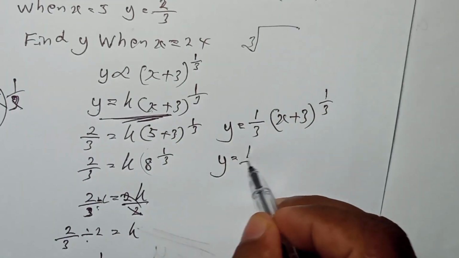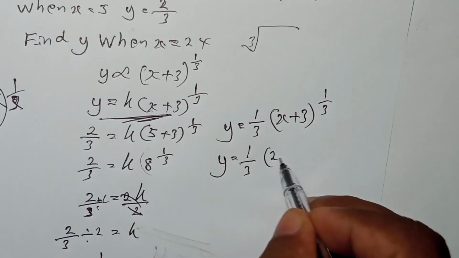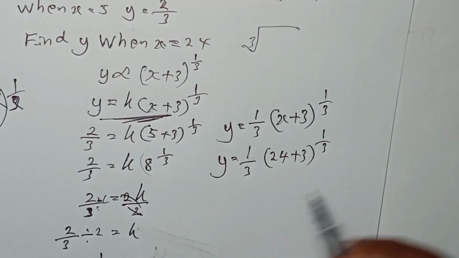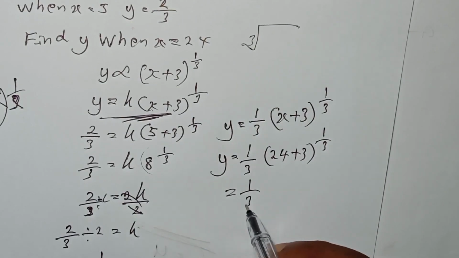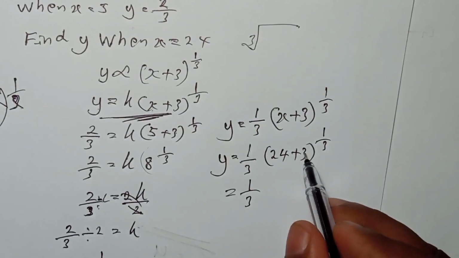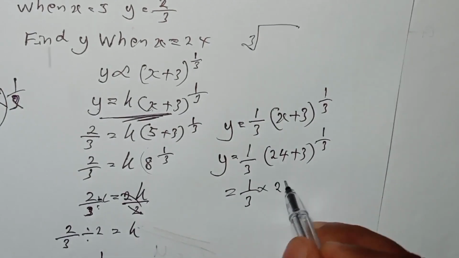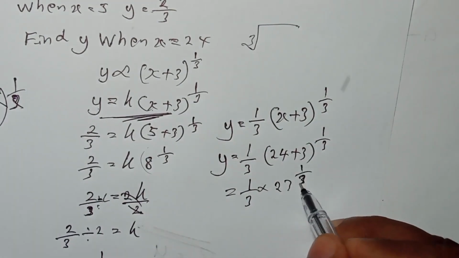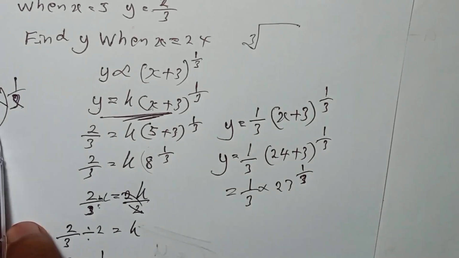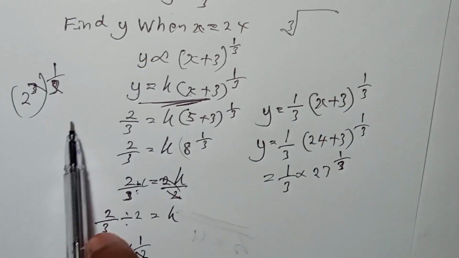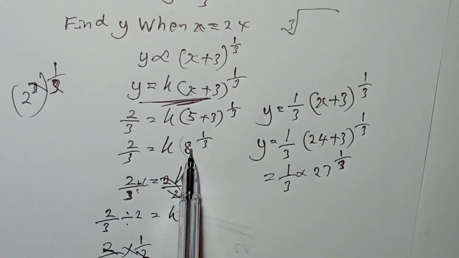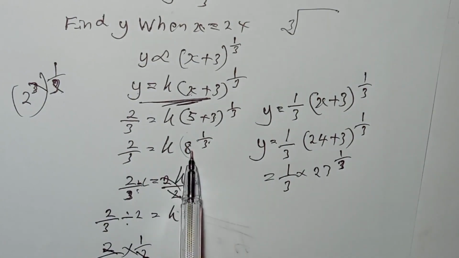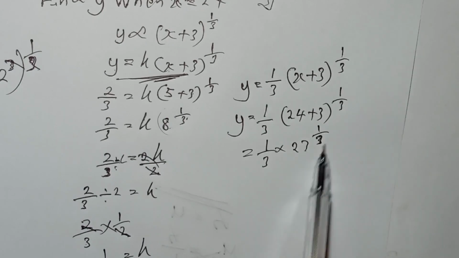Here 1 over 3, and x replaced with 24 plus 3, and then to the power 1 over 3 again. Here 24 plus 3 means 27, right? 27 to the power 1 over 3, like we did earlier. Here we got 8 to the power 1 over 3, like I told you, that is 3, that is 2. Here it will be 3.